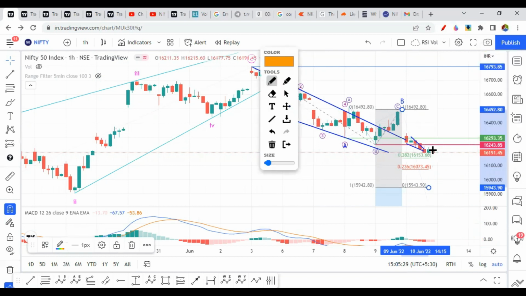If it opens flat or gap up, you know the levels, 300, 370. If it opens gap down, then we can expect 150 levels for a pullback, and then it will drop on the downside. So this is the view for the next week, by the way. So this is how I'm looking at the Nifty.